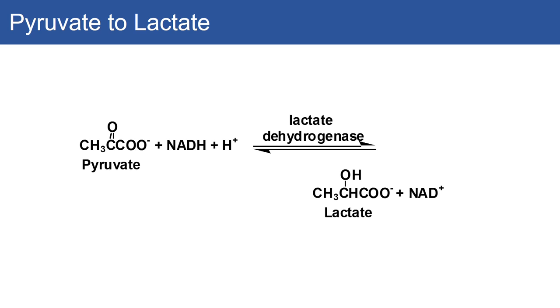Lactate dehydrogenase is a tetrameric isoenzyme, and so it has two subunits, H and M, and they're found in different combinations in different tissues. For example, in heart tissue, H4 predominates, but in skeletal muscle, M is the predominant subunit.